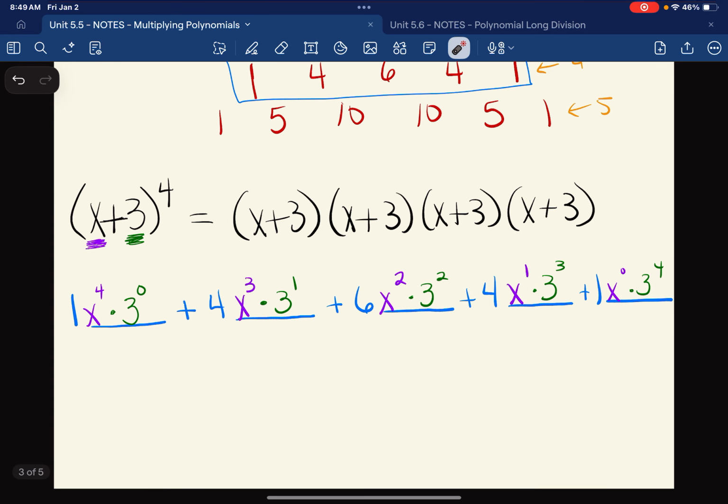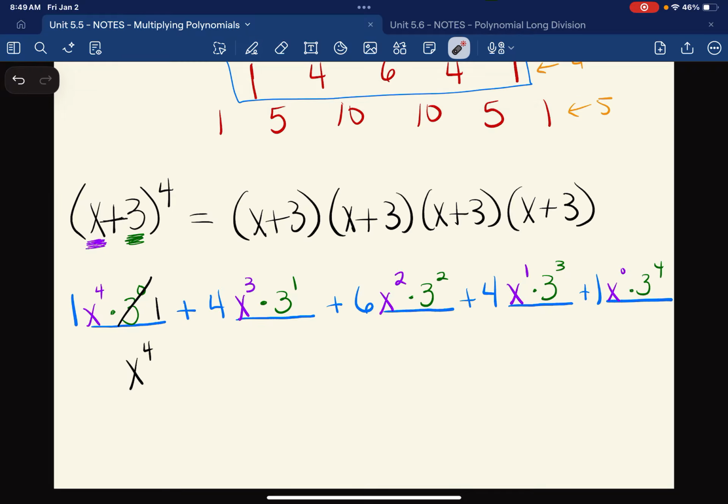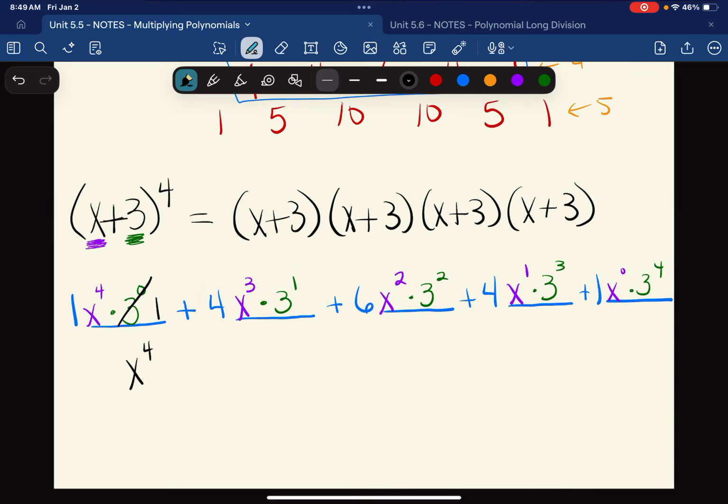All right, so now let's simplify this down. Anything to the 0 power is always 1, so 3 to the 0 power is 1. So 1 times x to the fourth times 1, that just tells me my first term is x to the fourth. Okay, our second term, we have 4 times 3 to the first power. So 4 times 3 is 12. So we have plus 12x cubed.